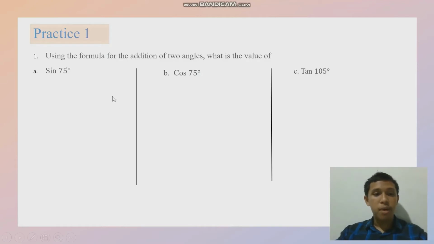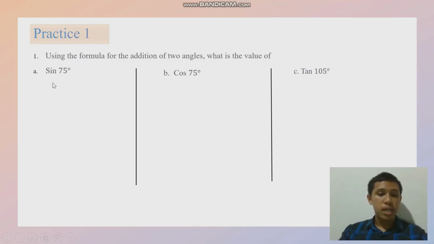Now I have an example practice about the addition and subtraction of angles in trigonometry. Look at this. I have one question, which uses the formula for addition of two angles. What is the value of sin 75 degrees, cos 75 degrees, and tan 105 degrees?